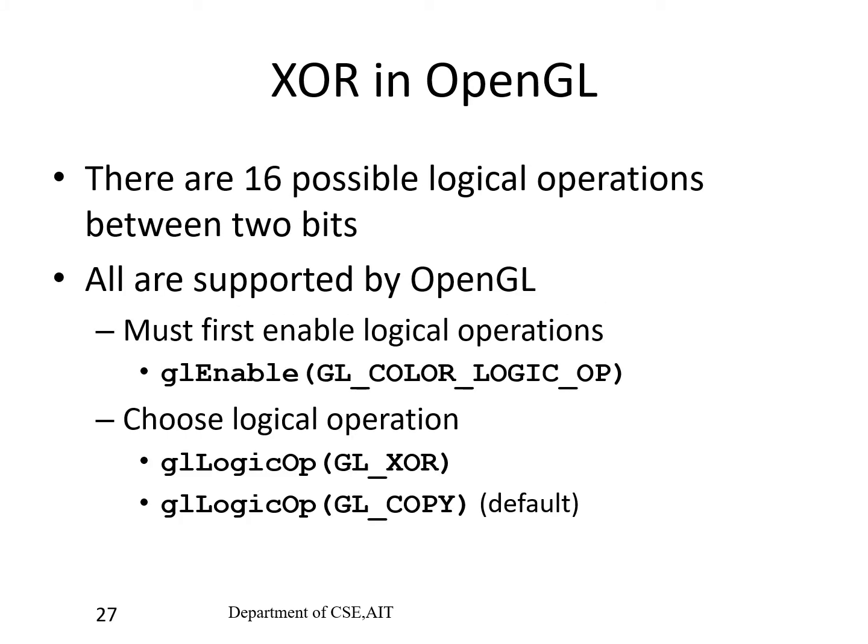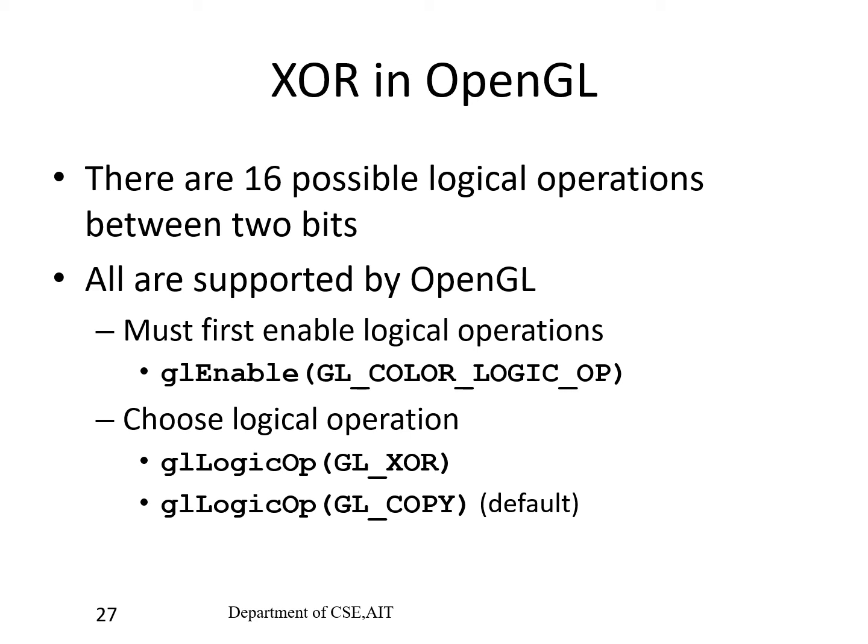The XOR operation in OpenGL is very special. It is part of the 16 logical operations which are applied bit by bit. In logical operations, you know, we have two bits of information, and then we apply some operations. So out of many possibilities, OpenGL considers only 16 possible logical operations, and all of them are supported by OpenGL.